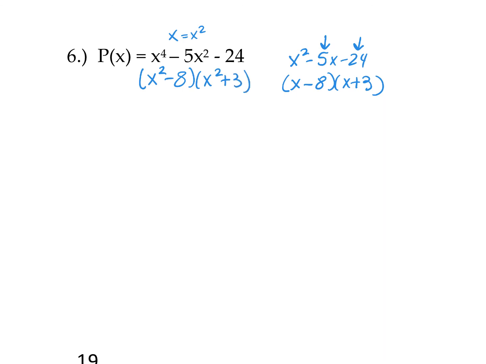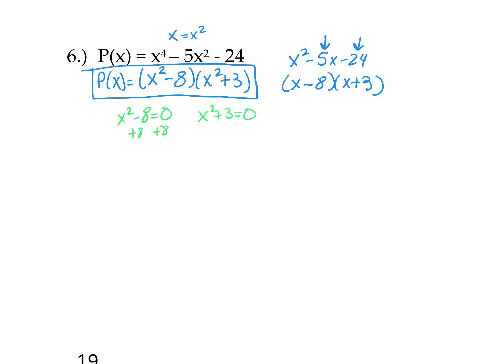Now x squared minus 8 is not a difference of perfect squares because 8 is not a perfect square. So this will actually be the fully factored form. But then to find my zeros, I'm going to set each one of these equal to 0. Add 8. So plus or minus the square root of 8. Well, that'll break down, 8 is 4 times 2. And so the square root of 4 times the square root of 2 becomes 2 square root 2. So those are 2 of my zeros.